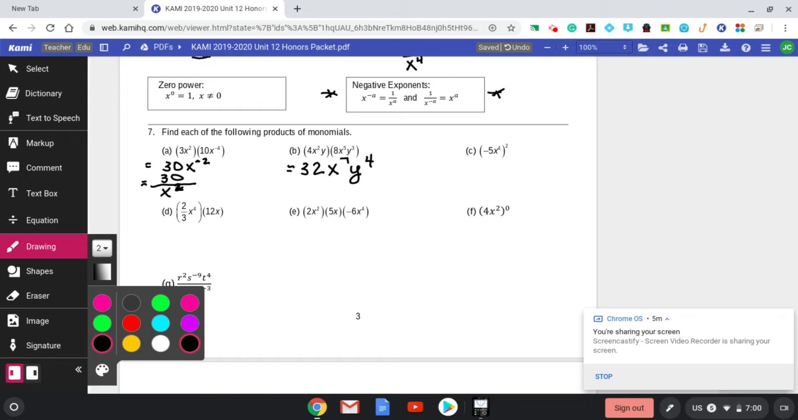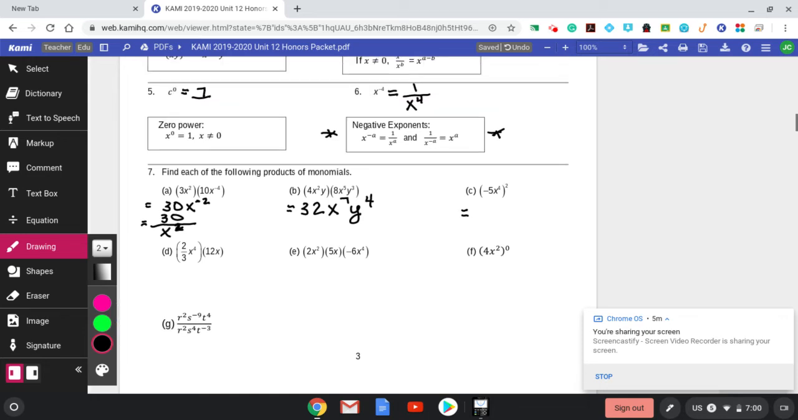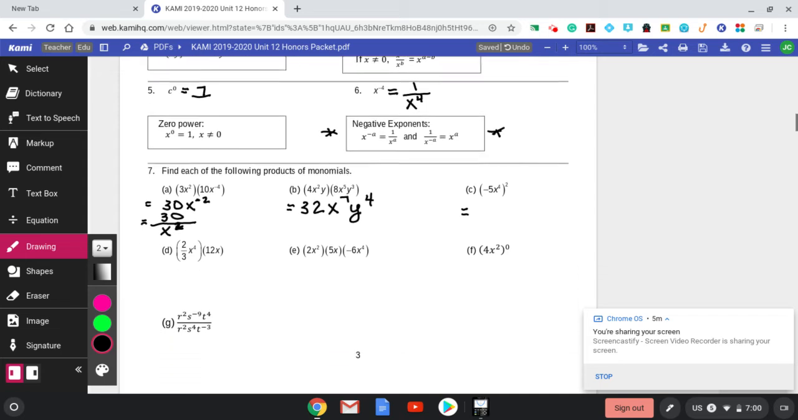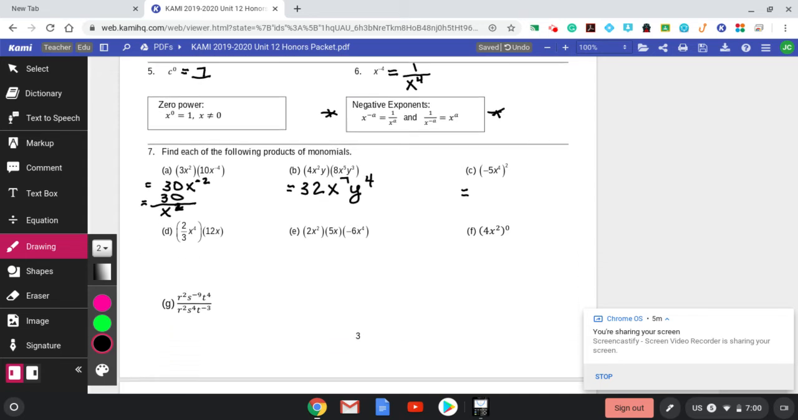Okay, next up. This is going back to rule number 3. Everything inside gets raised to the second. So I'll just write it all out. -5 is going to get raised to the second, and x to the 4th is going to get raised to the second. That gives me 25. X, raise an exponent to another one, what do we do? Multiply, so x to the 8th. Okay, 25x to the 8th.